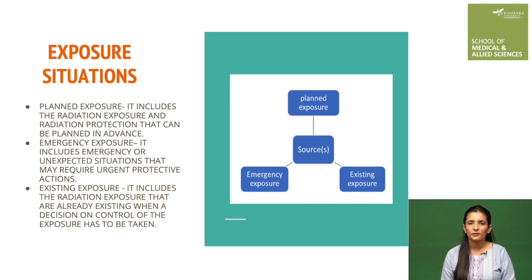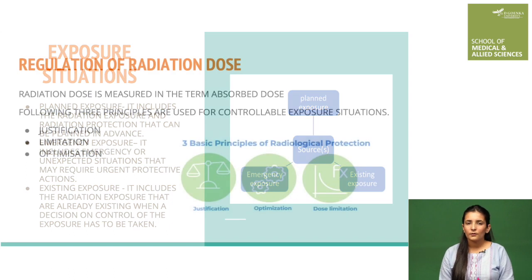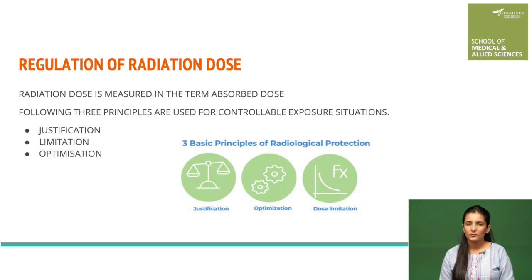Second exposure includes the accidental or unplanned exposure. This type of situation may require urgent intervention of protective actions to control the radiation levels. Last is the existing exposure. It includes the type of radiation exposure that is already existing and needs to be managed by selecting appropriate methods to control the exposure. We have 3 principles of radiation protection that are applied in medical imaging.